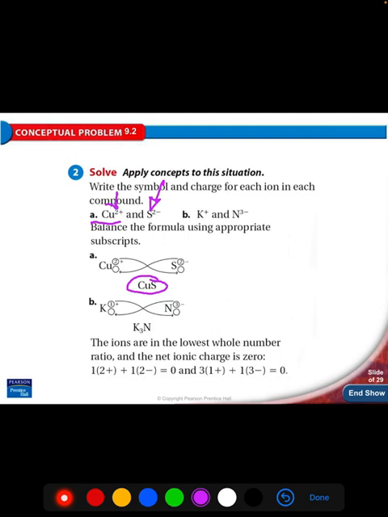The potassium nitride is a little bit different. Potassium is a group 1 metal. It always has a plus 1 charge. The 1 is understood, so you don't have to put it in there. You just have to put a plus there. But the nitride is the anion of nitrogen, and it has a 3 minus charge. And so to balance this minus 3, I'm going to need a plus 3.